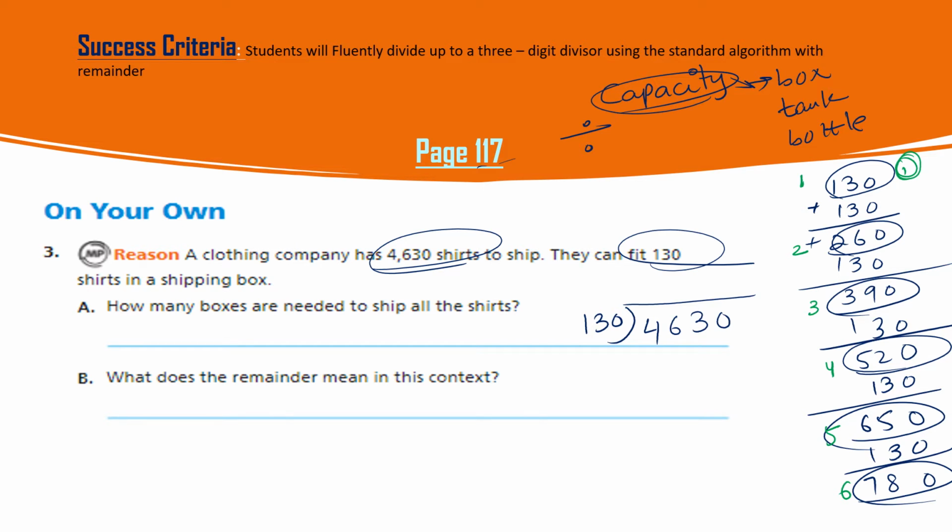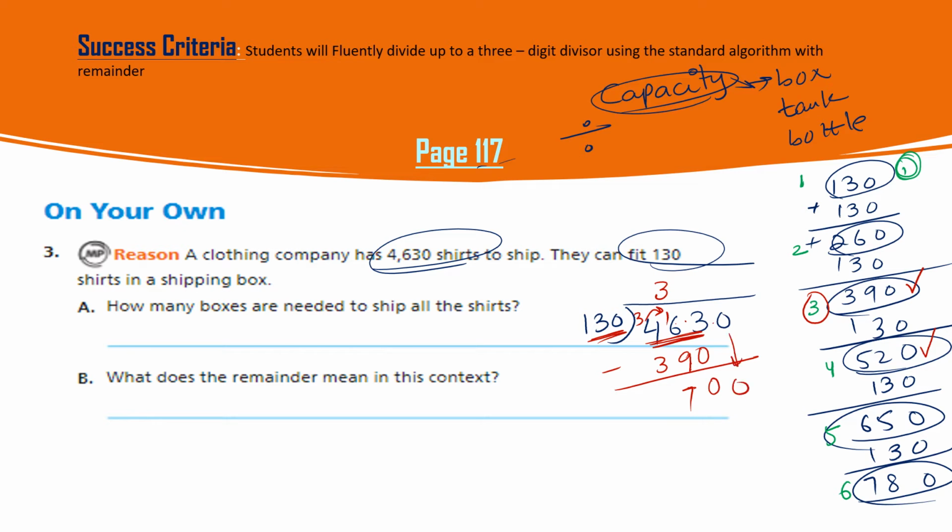Let's try to understand. Outside, the divisor is 3 digit. So inside, dividend. Select the dividend with the 3 digits. 463. Look, I have 390 and I have 520. So I choose the lesser one. So 3 times 130 gives us 390. I subtracted. 3 minus 0 is 0. 9 doesn't go with the 6. So take 1 from here. It gives you 3. 16 minus 9 will give us 7.